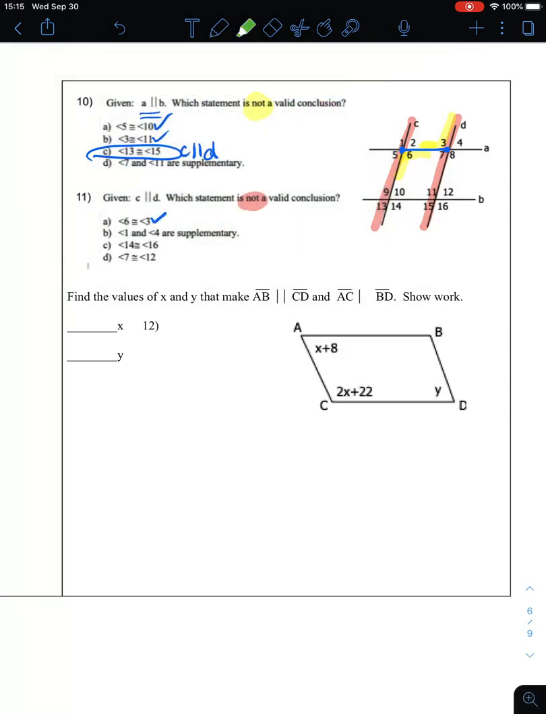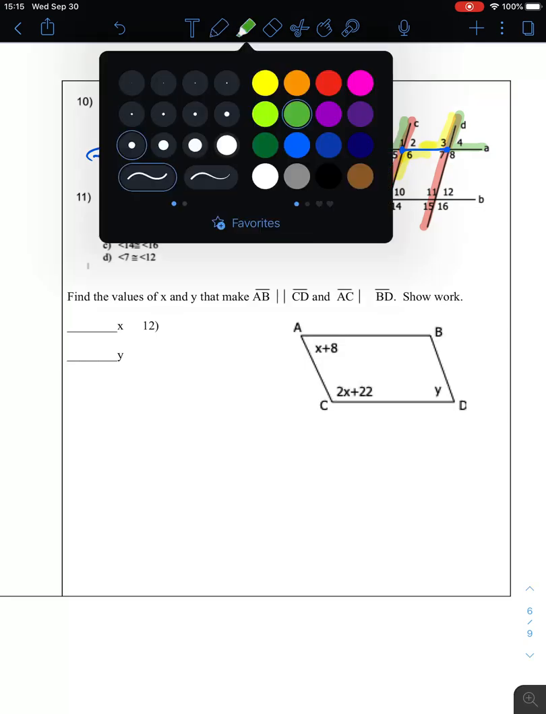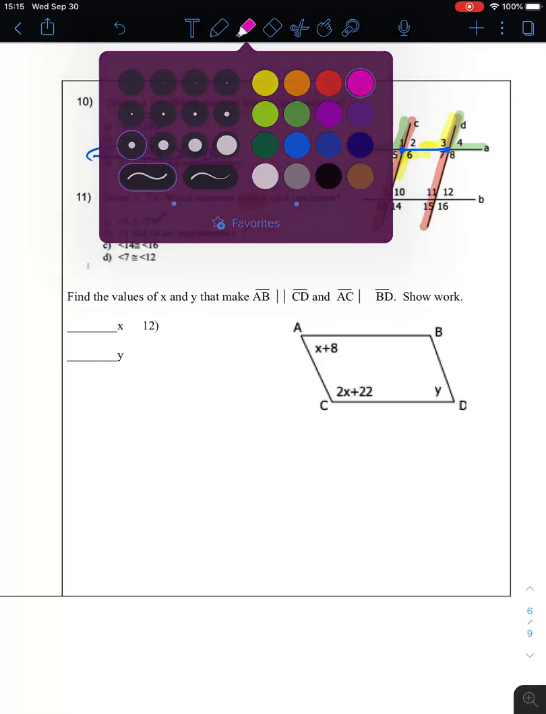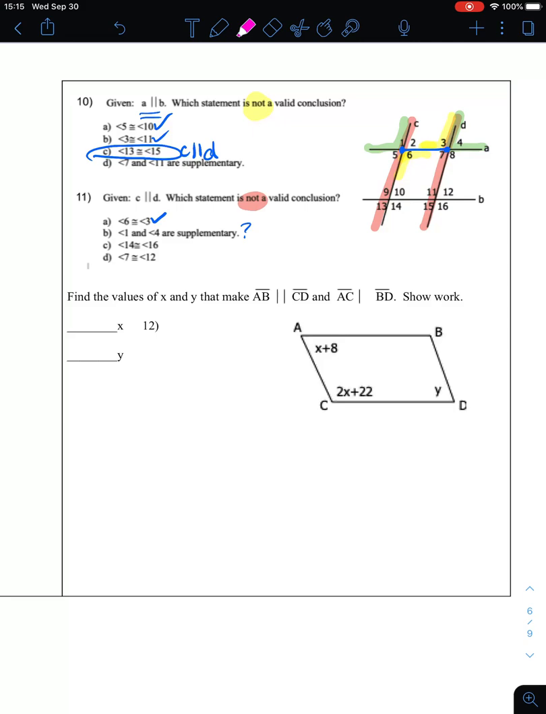That's true. So then I have that 1 and 4 are supplementary. Well, 1 and 4 are not any angles that I know of. I'm not sure if that's the answer or not, so I'm going to put that one on hold for just a second because that's different than anything we've done so far. So I want to come back to that one.